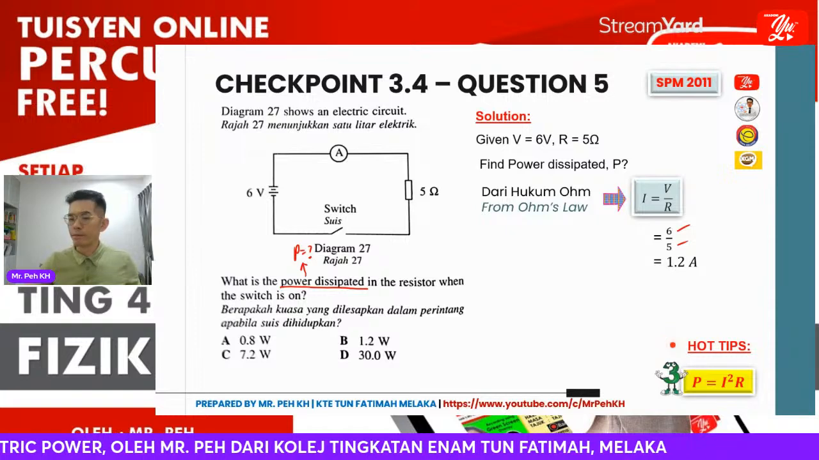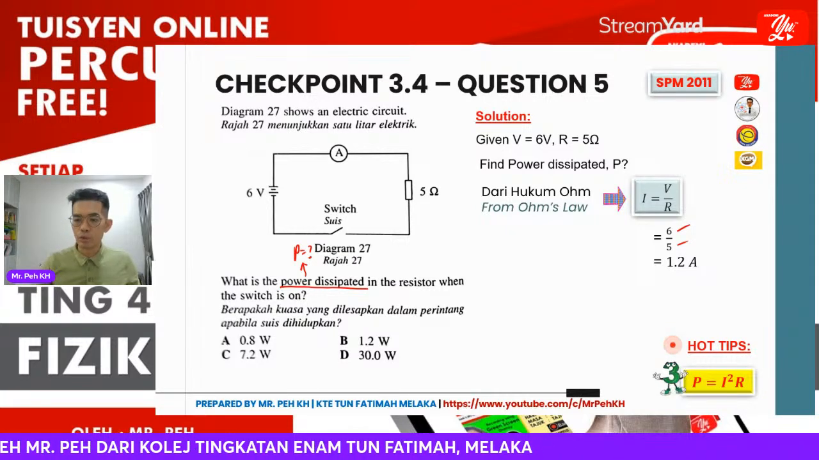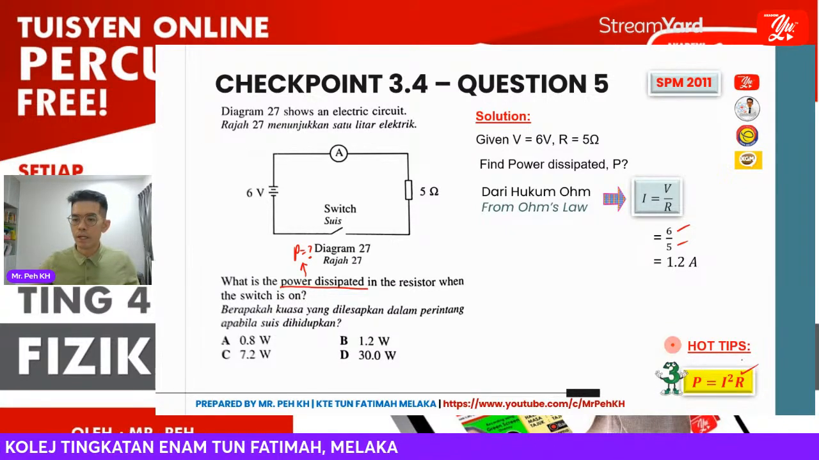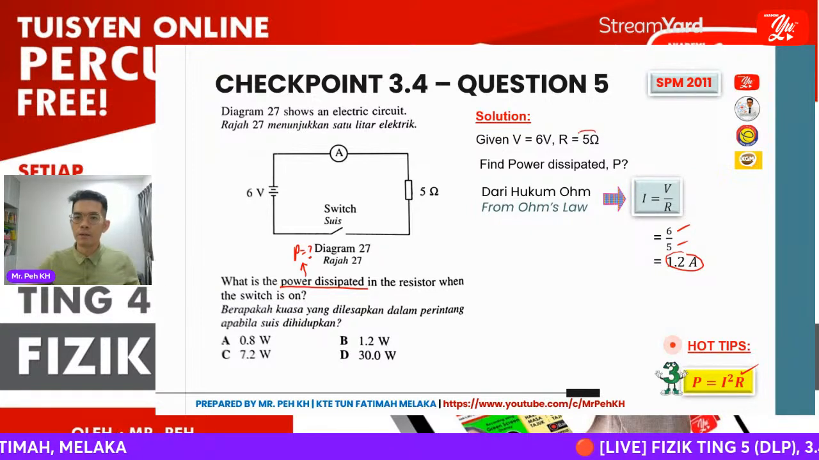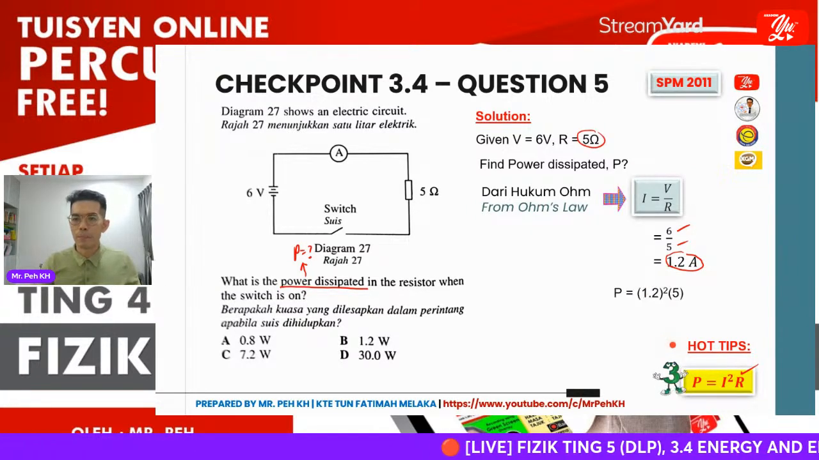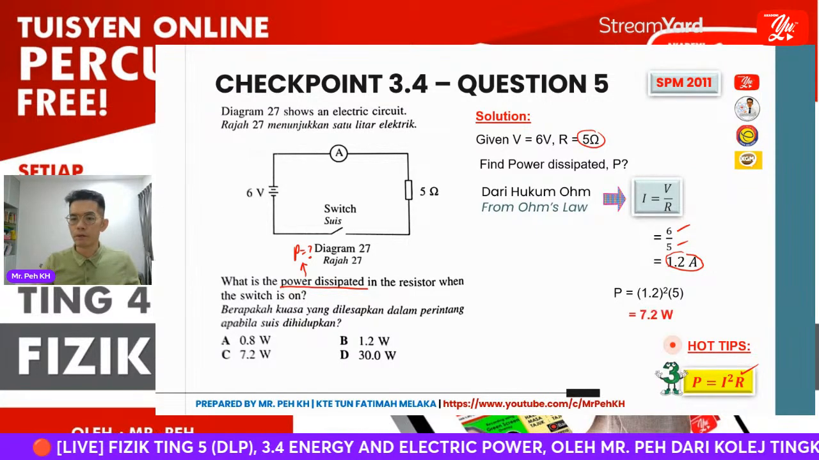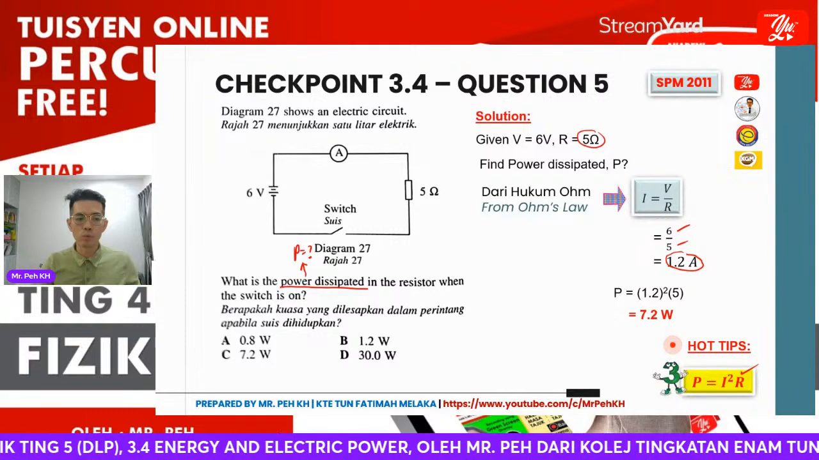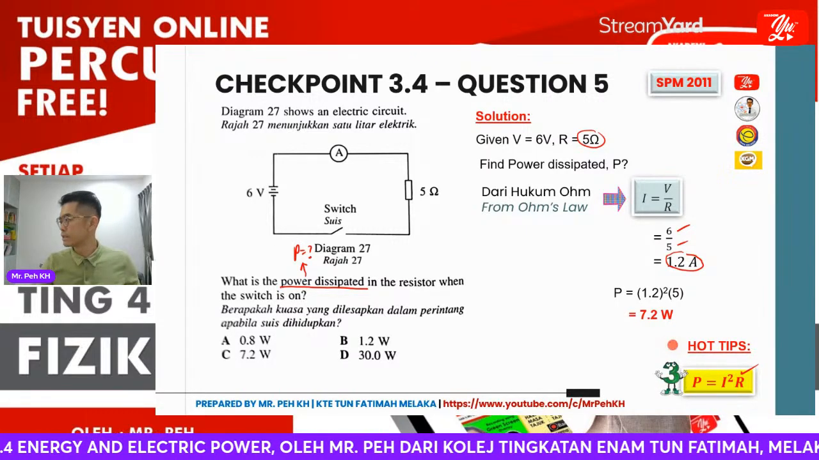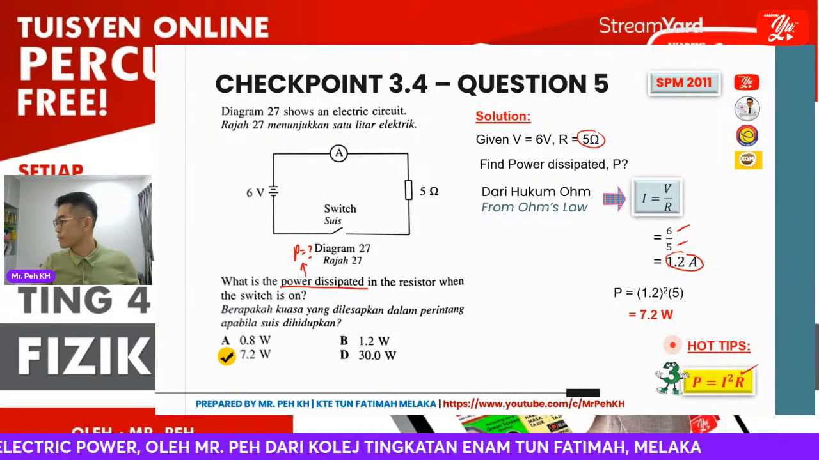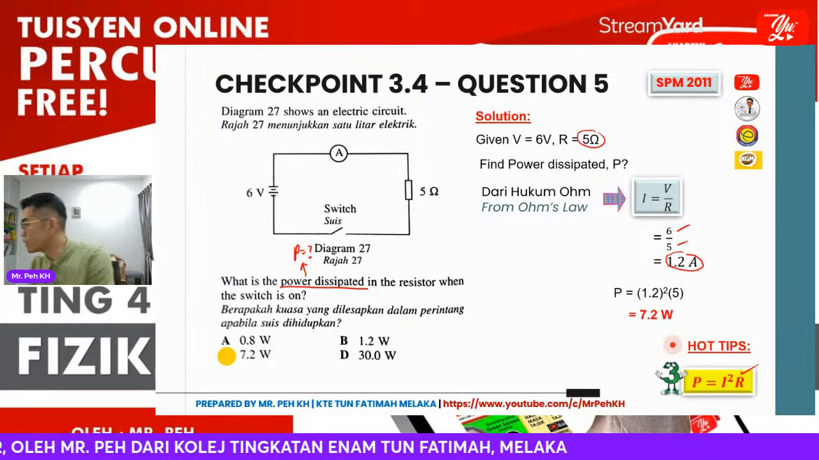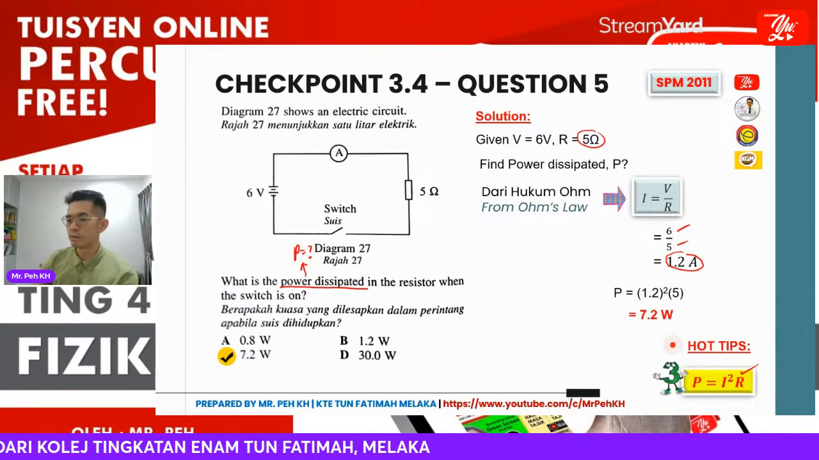Then you can just substitute into the equation I squared R. So I is already obtained, and R is 5. So I squared R, the value here will be 7.2, which is C. Power is I squared R.